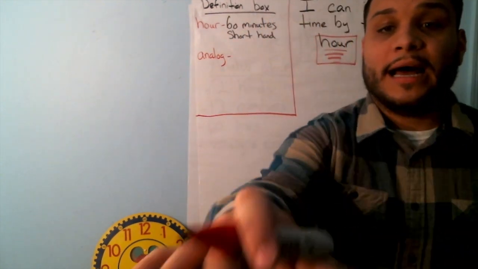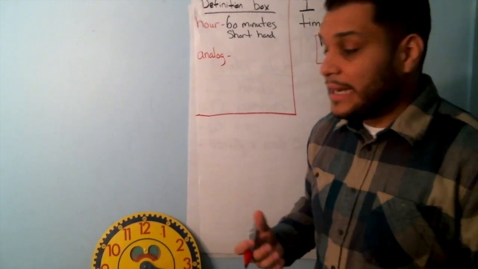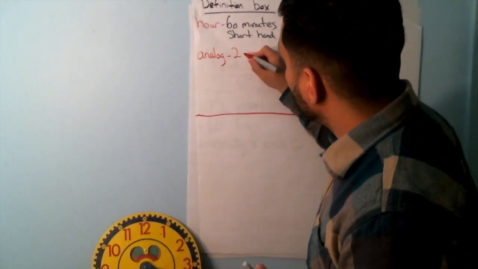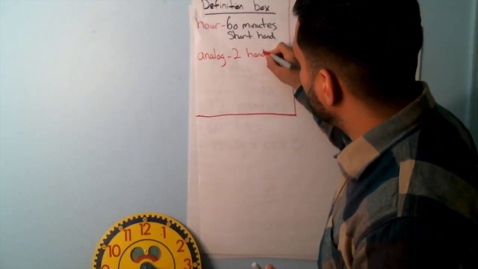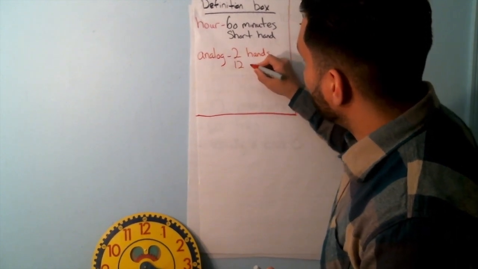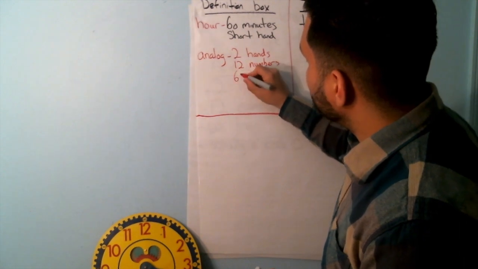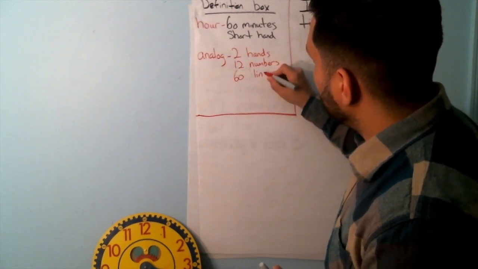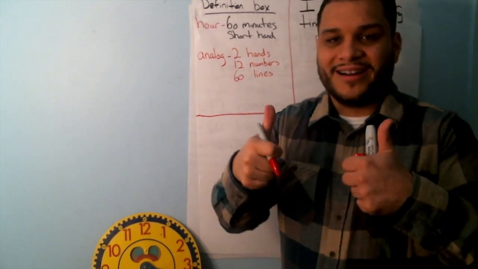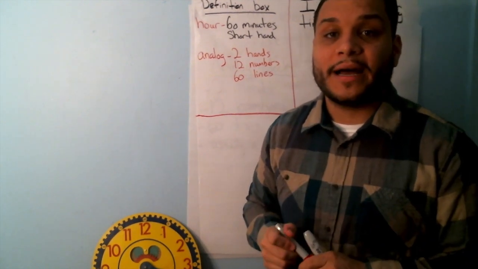And we define our analog clock as a clock that has 2 hands, 12 numbers, and 60 lines. Awesome job. Our definition box is finished.